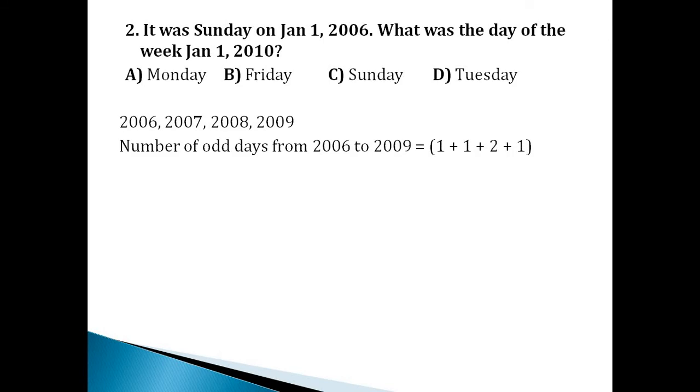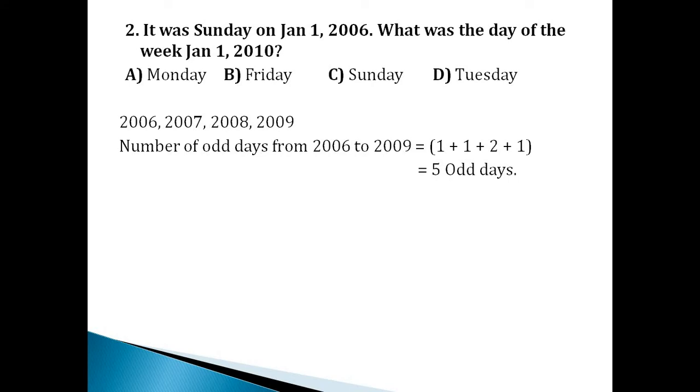So now we can say that 2006 is ordinary, 7 is ordinary, 9 is ordinary, whereas 2008 is a leap year. So every ordinary year will have 1 odd day, and a leap year will have 2 odd days. So if we add all this, we will get 1 plus 1 plus 2 plus 1. That is 5 days, 5 odd days. Okay.